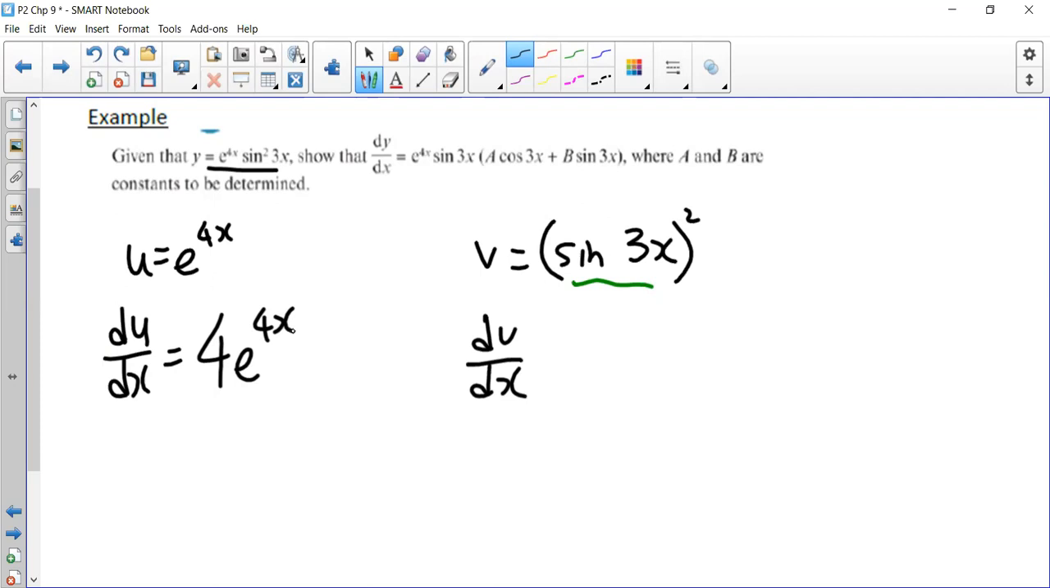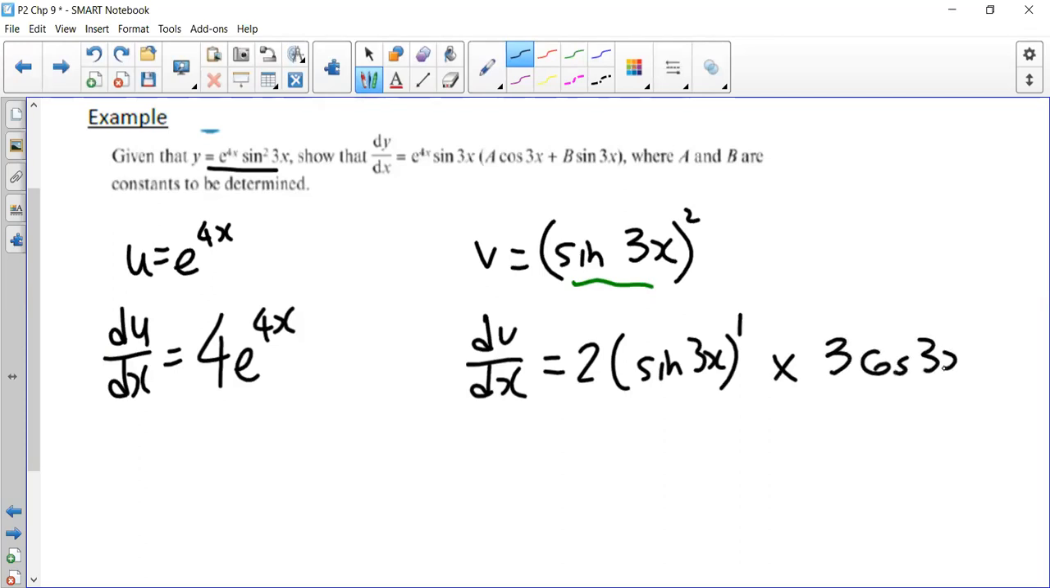Okay. For dv by dx, this is a chain rule. Okay, so differentiate outside to the inside. Derivative of squared is you pull down the 2 and then bring the power back to 1 times differentiate sine 3x is, using chapter 9.1 knowledge, 3 cos of 3x.